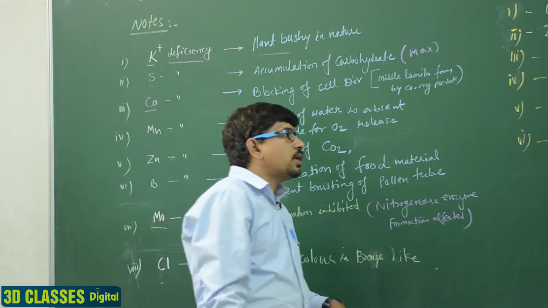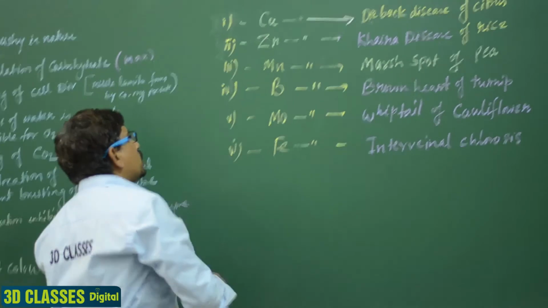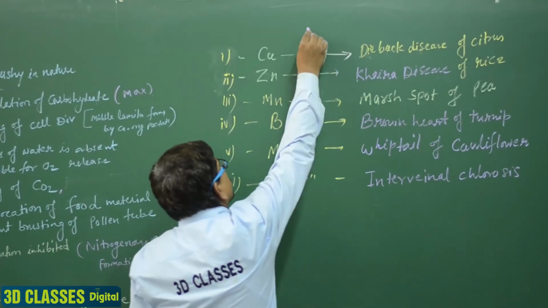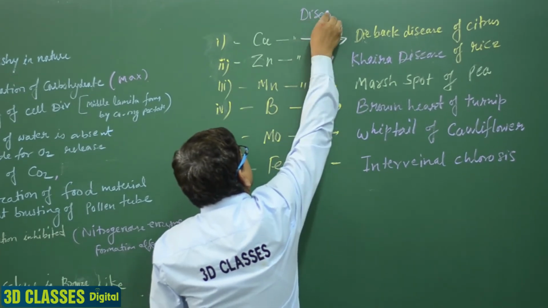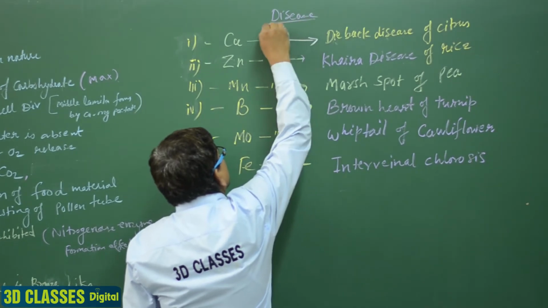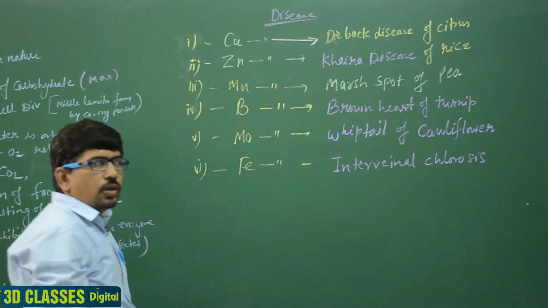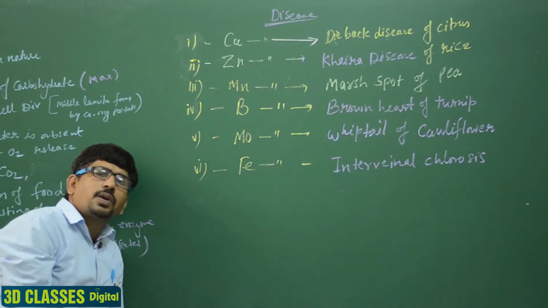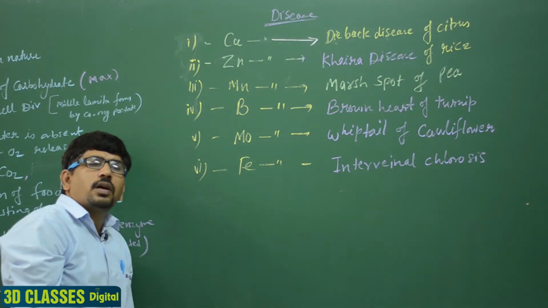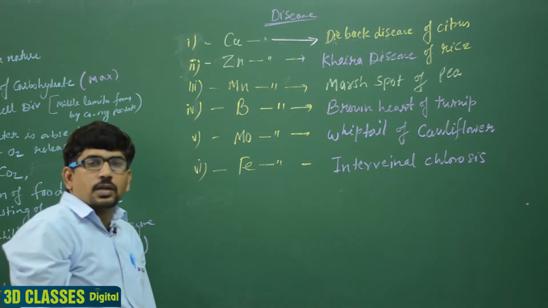Next we discuss the disease. Second one is the disease. These are the diseases, due to the deficiency of these particular elements like iron, the causes of disease in the particular plants.